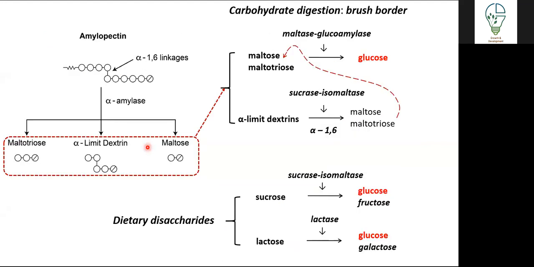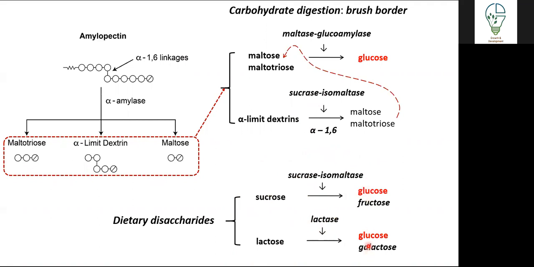Okay, so dietary disaccharides. We have sucrose and we have lactose. Lactose we get from milk. Sucrose we get from, I think, fruits and table sugar. Simply, we said the sucrase isomaltase, which was here and here. The sucrase part breaks down sucrose into glucose and fructose. The lactase breaks lactose into glucose and galactose, and then you can absorb all of these easily.